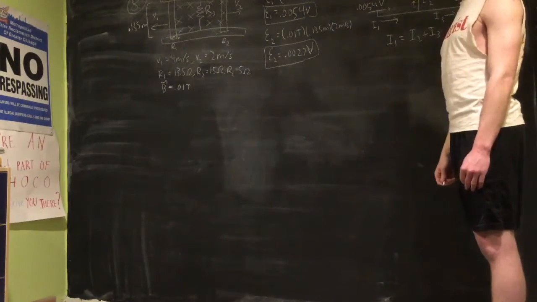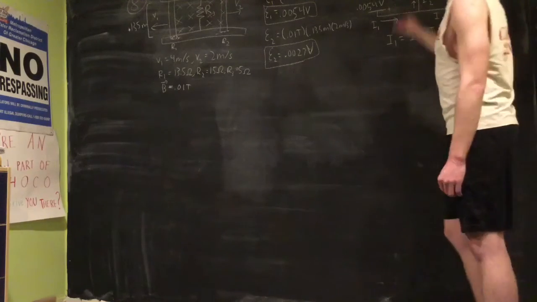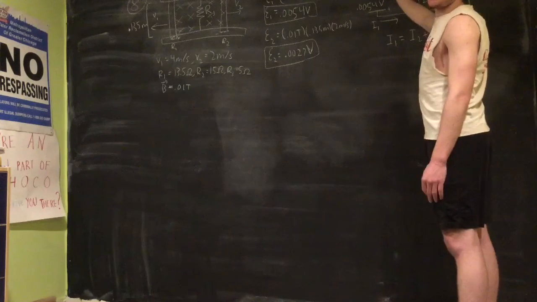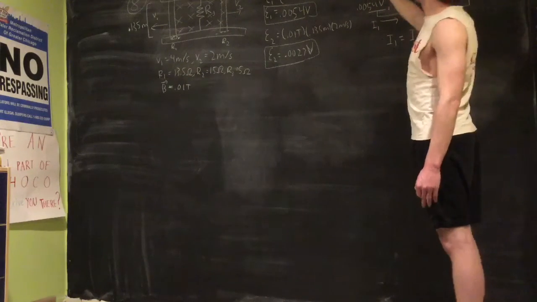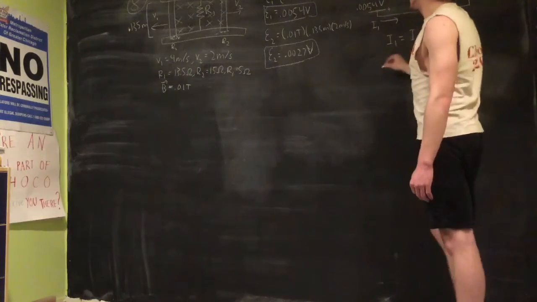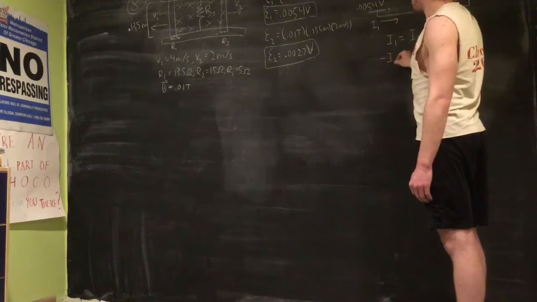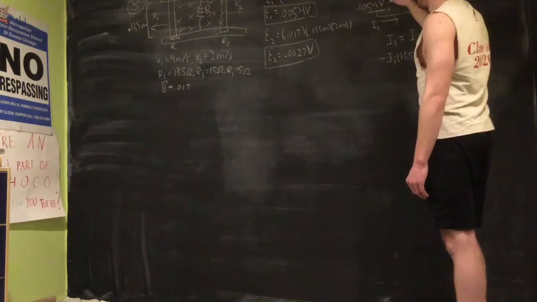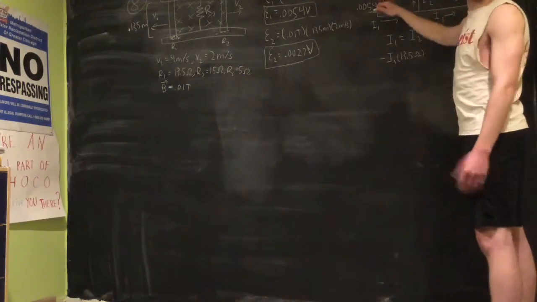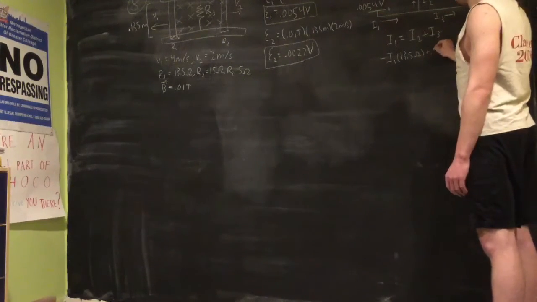We gotta do some loops. So we're gonna start here, and we go down this way. Since it's current going through a resistor in this direction, it's negative. So it's negative I1 times 13.5 ohms. And then since we're going from negative to positive, it's plus. Make sense?